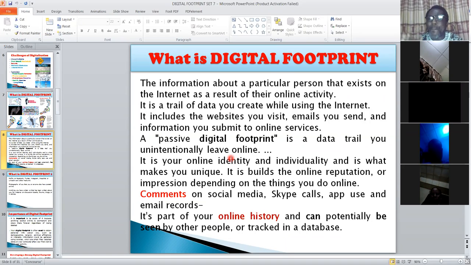There is usual body odor for everybody. The same thing with digital footprint. So by the time you get there, the data is collected and is added to any site you visit. So you see, you have to be careful.